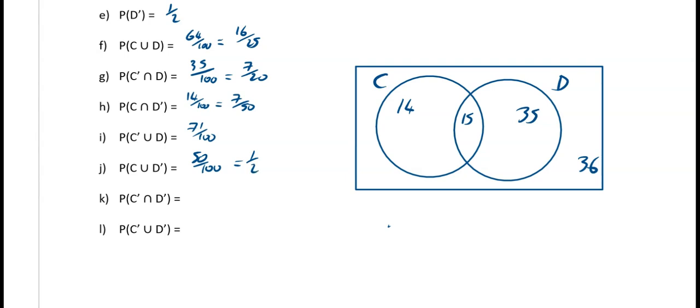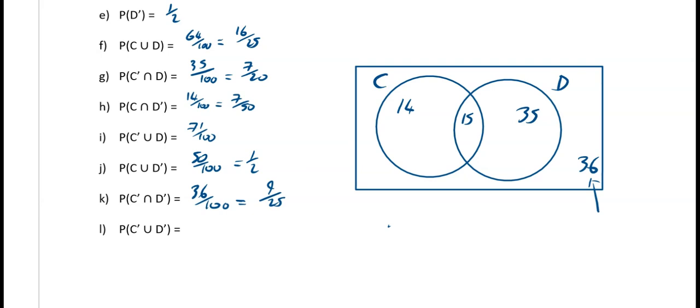And then not a cat and not a dog. So not a cat and not a dog is just going to be this bit outside. So this 36 here. So if we just put that in, it's going to be 36 out of 100, which again cancels down to be 9 over 25.